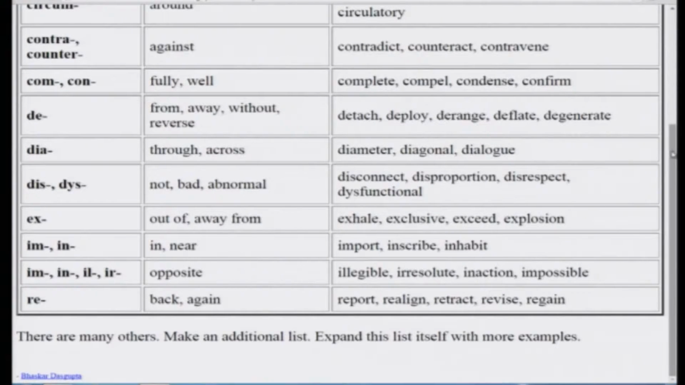Okay. You will get lots of words. So, this is so far as prefixes are concerned.